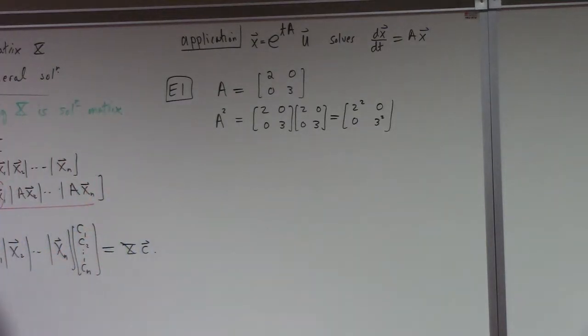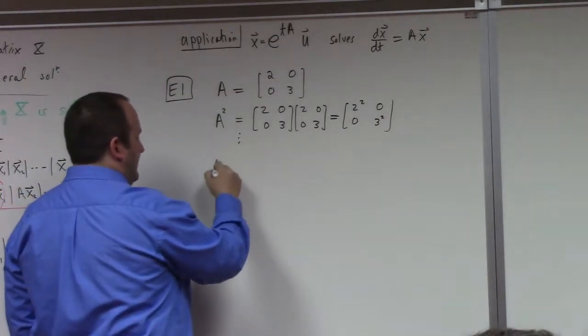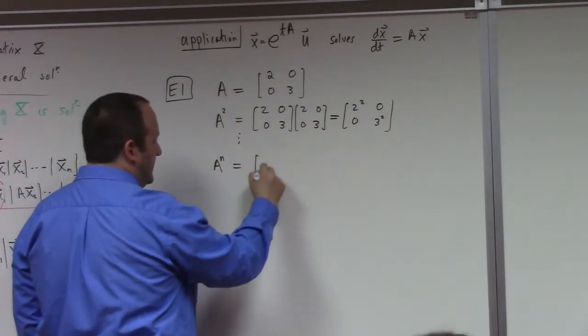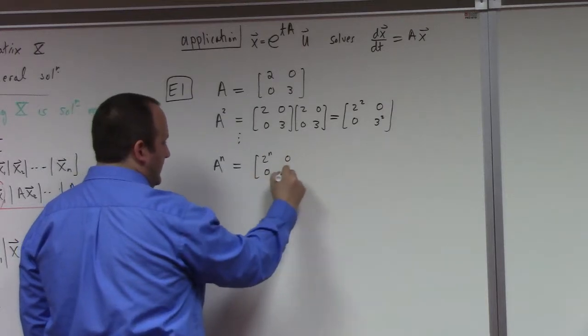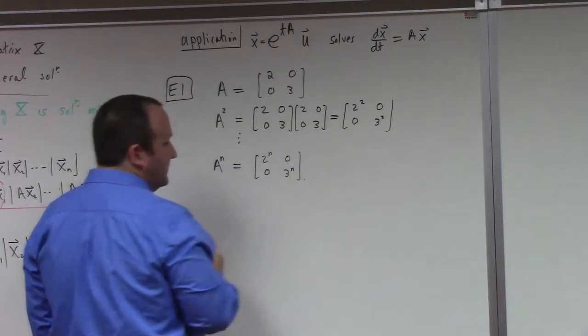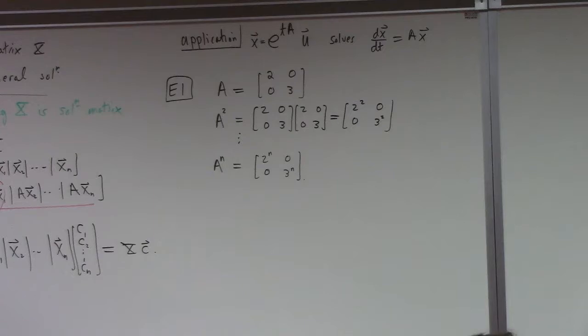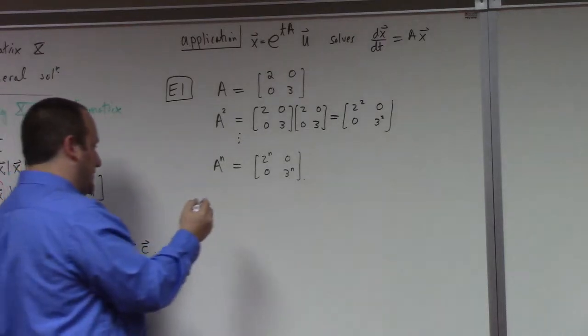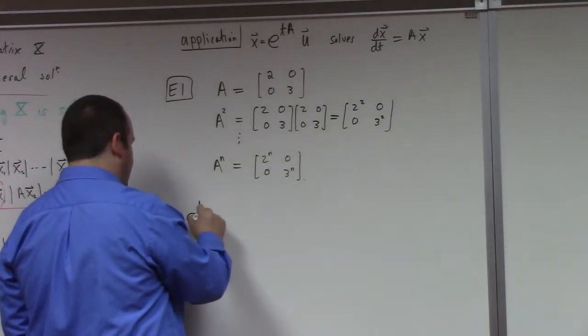And if you keep going, it goes on and so forth, right? A to the n power is 2 to the n, 0, 0, 3 to the n. In this case, it's pretty simple to see that. So we can calculate the matrix exponential here directly from the definition.